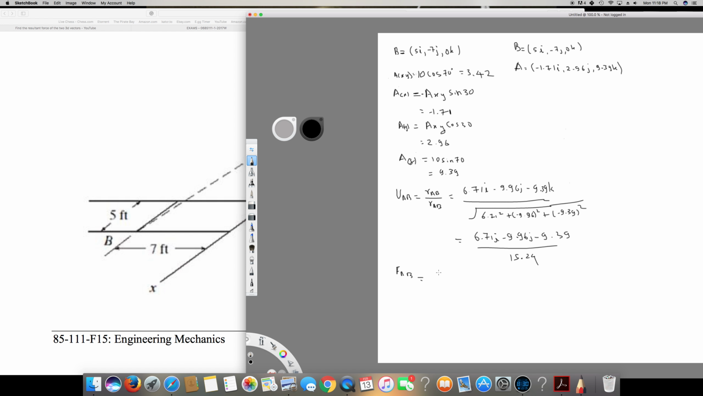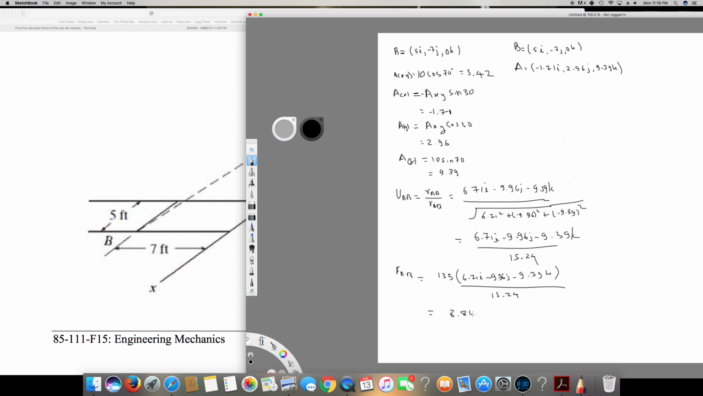So if I calculate, it's going to be 135 times 6.71 I minus 9.96 J minus 9.39 K over 15.24. So let's multiply and see what we get right here. 135 divided by 15.24 is equal to 8.86. So 8.86, let's keep that here and multiply. It will make everything easier.